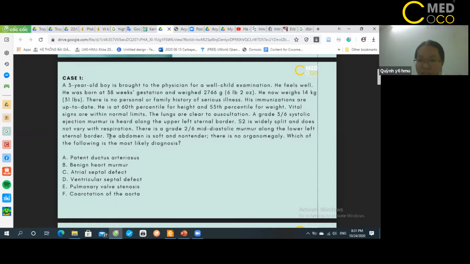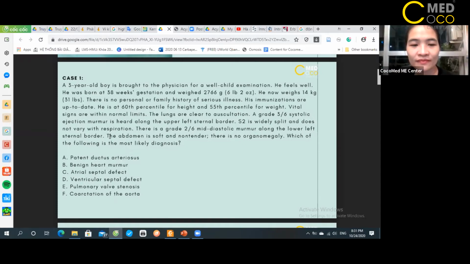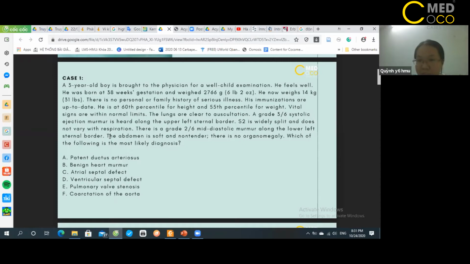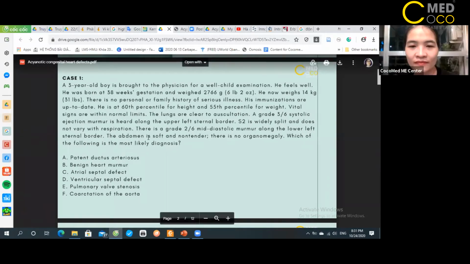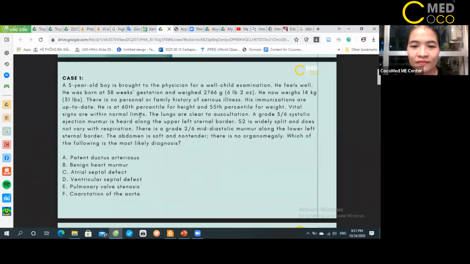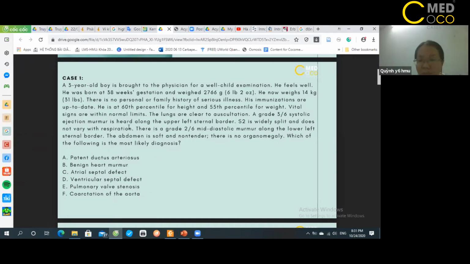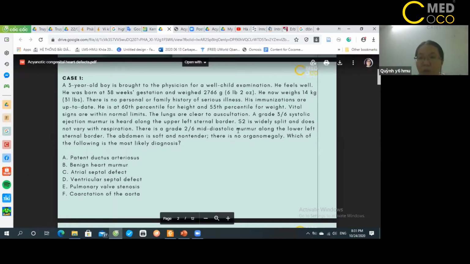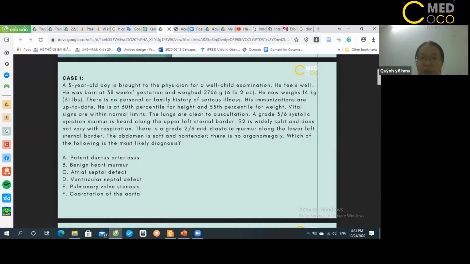It's really important to listen to the heart sound of an infant, even though he or she has no symptoms at all. With only very few symptoms, we need to analyze the heart sounds to know what the abnormality is and its location. In this child, we need to notice that we have two locations of murmur.